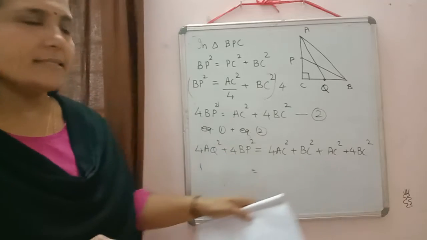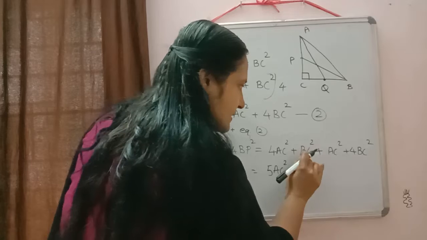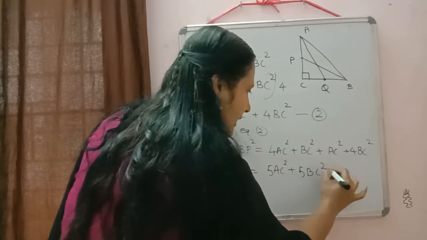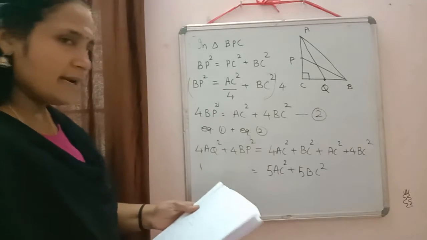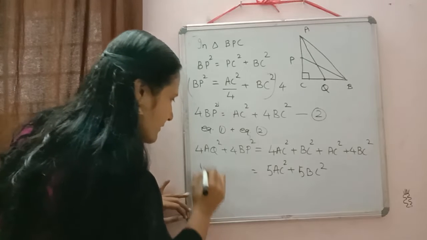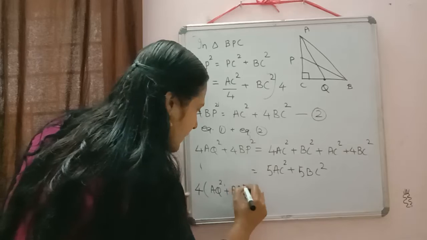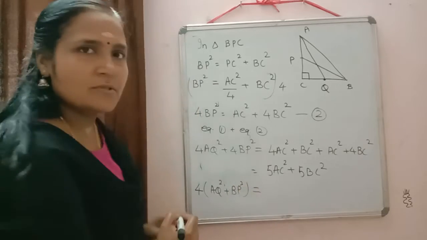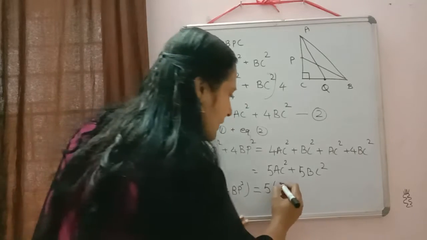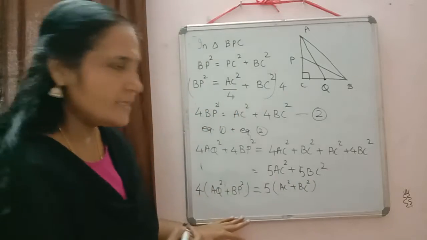4AC square plus AC square will be equal to 5AC square, plus BC square plus 4BC square will be equal to 5BC square. Now we will rearrange as we need in the proof. 4 we need outside, so 4 is taken outside. Inside the bracket it will be AQ square plus BP square is equal to 5 taken outside. Then inside the bracket it will be AC square plus BC square.